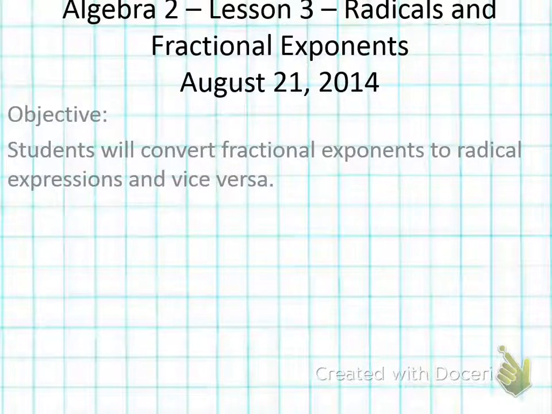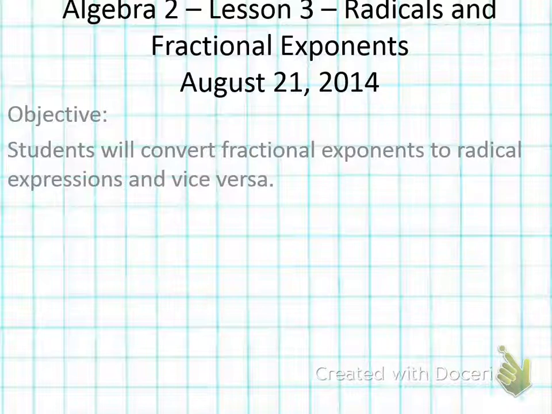All right, this is lesson 3, radicals and fractional exponents is the topic. And so today we're going to be learning how to convert between radicals and fractional exponents. There's a relationship between them, radicals and fractional exponents.